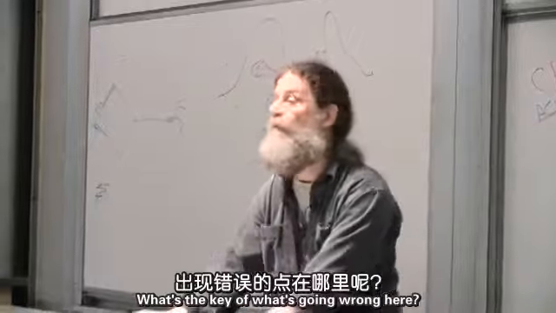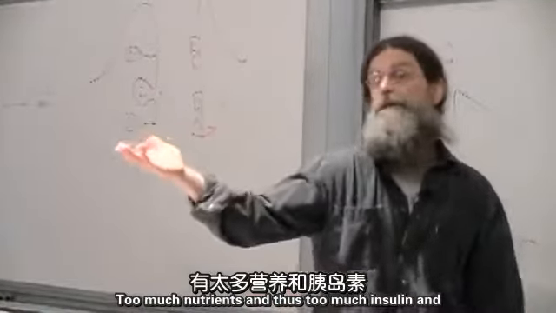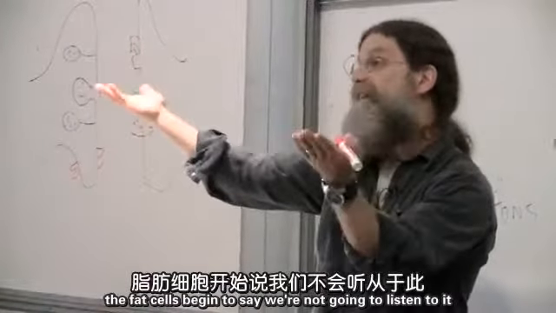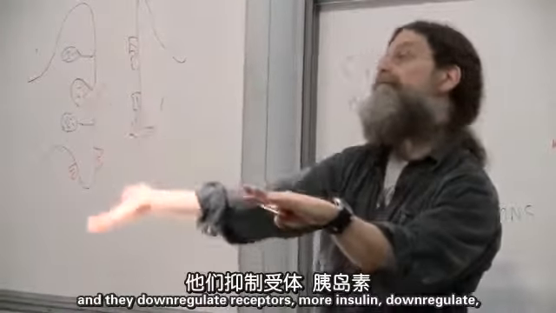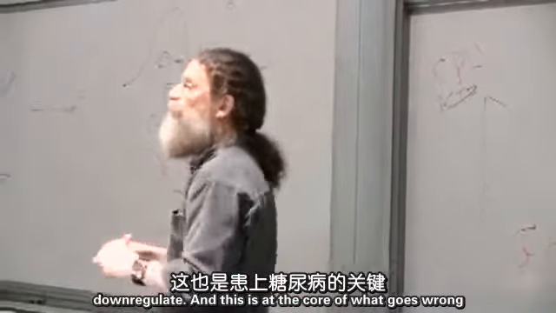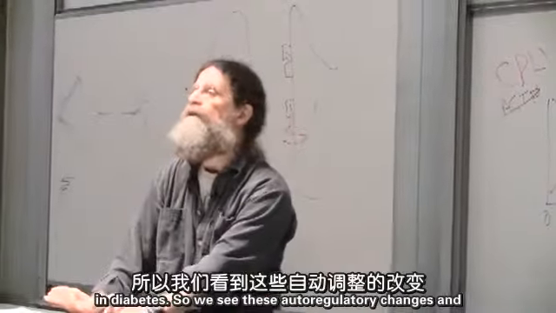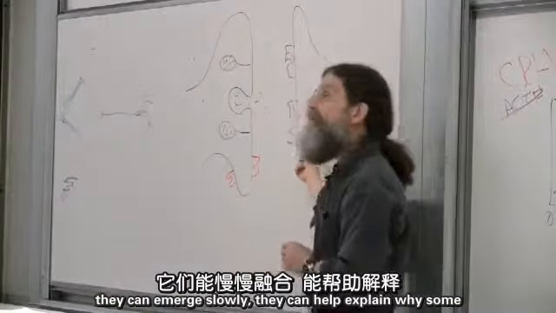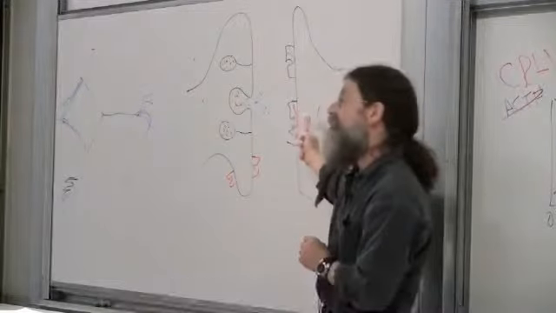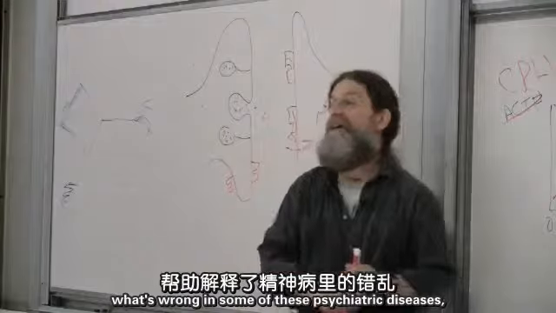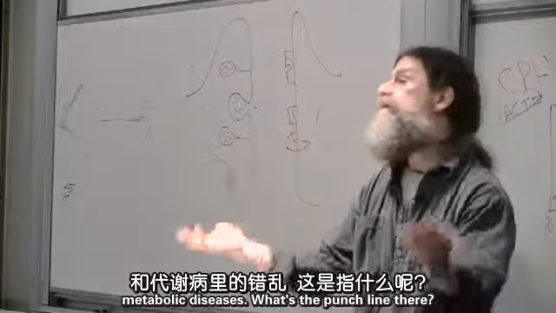What's the key of what's going wrong here? Too many nutrients, and thus too much insulin, and the fat cells begin to say, "We're not going to listen to it." And they downregulate receptors. More insulin, downregulate, downregulate. And this is at the core of what goes wrong in diabetes. So we see these autoregulatory changes, and they can emerge slowly. They can help explain why some of these drugs work. Almost certainly, they help explain what's wrong in some of these psychiatric diseases and metabolic diseases.